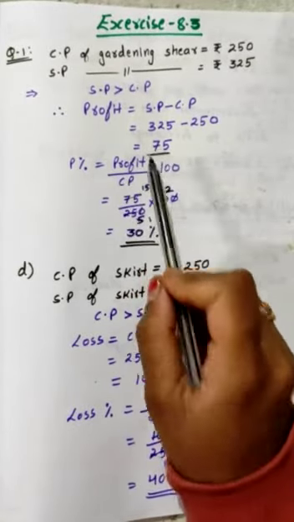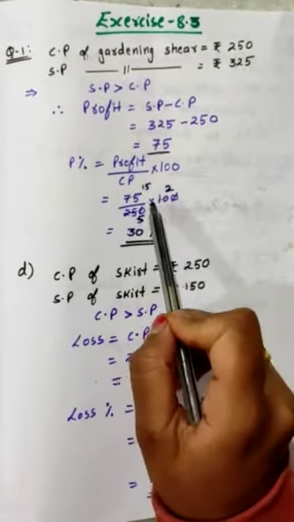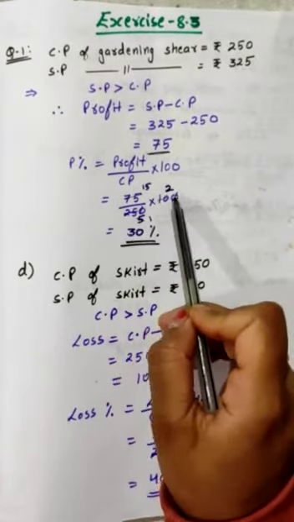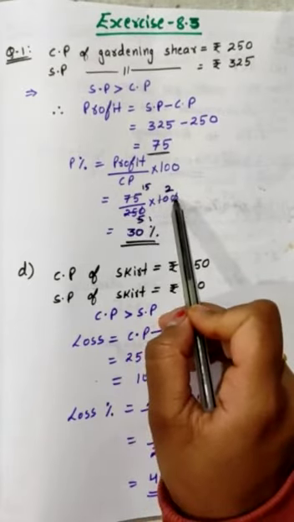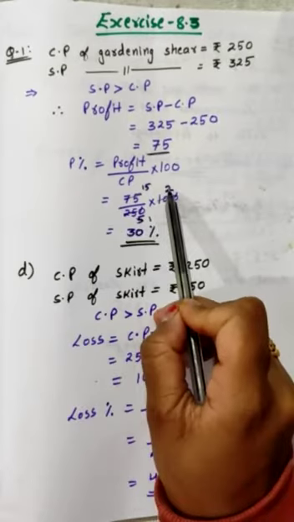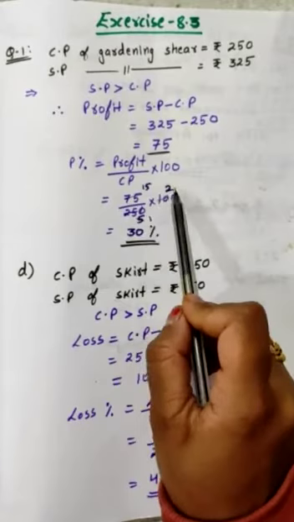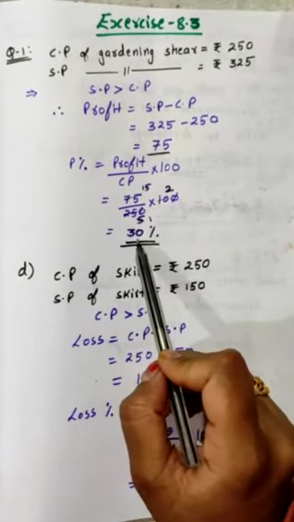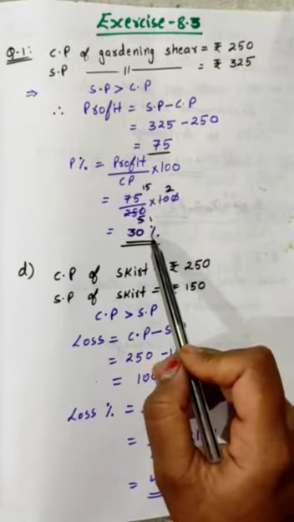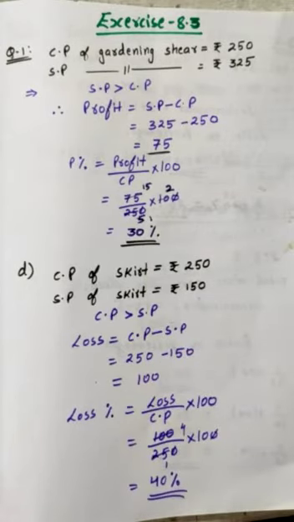You just have to put the values. Profit is 75, cost price is 250 rupees, so 75 upon 250 into 100. Now do the cancellation part. 0 and 0 get cancelled. 5 5s are 25, 5 2s are 10, and 5 1s are 5, and 5 15s are 75. So 15 into 2 is 30%. So this is the profit percent. I hope all of you have understood this.